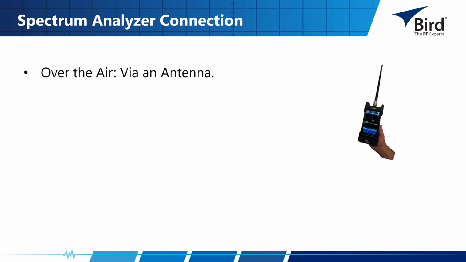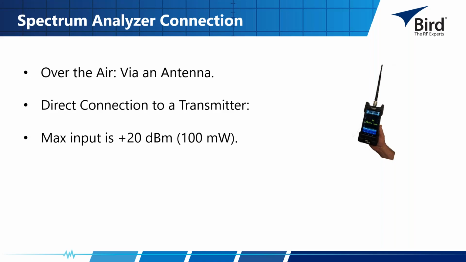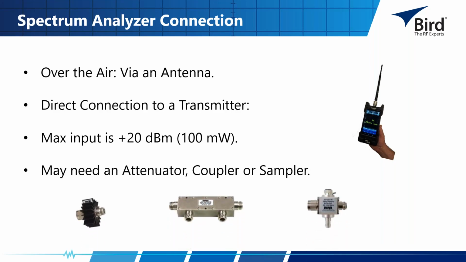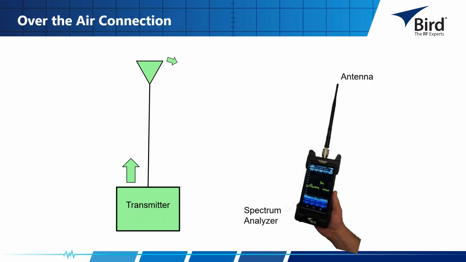When you connect a spectrum analyzer, you can have an over-the-air connection via the antenna, or you can do a direct connection to a transmitter. The max input to the SignalHawk is plus 20 dBm or 100 milliwatts. If you have anything higher than that signal level, you need to put an attenuator, coupler, or signal sampler on the test port.